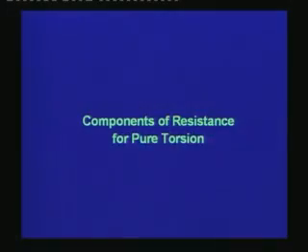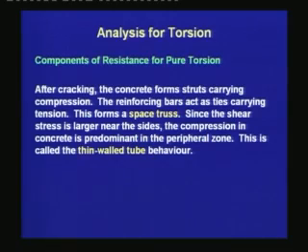Next, we are moving on to understand the components of resistance for pure torsion. After cracking, the concrete forms struts carrying compression. The reinforcing bars act as ties carrying tension. This forms a space truss. Since the shear stress is larger near the sides, the compression in concrete is predominant in the peripheral zone. This is called the thin-walled tube behavior.